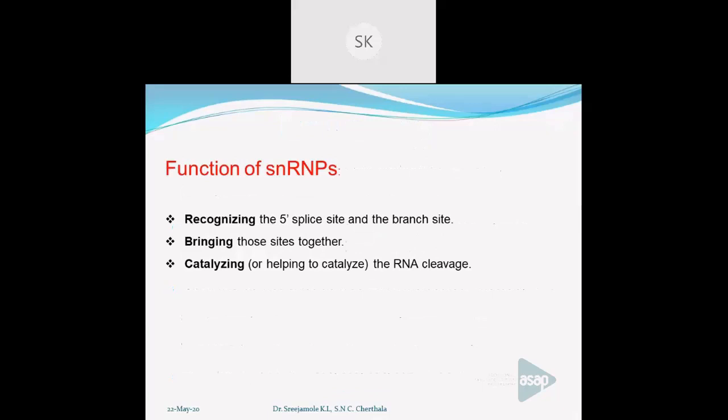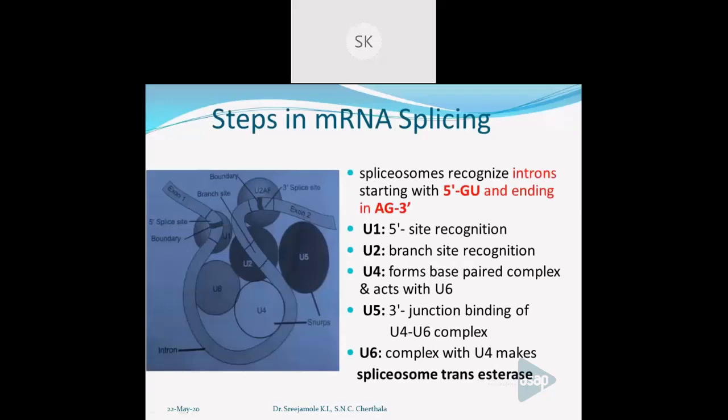The functions of snRNAs are that they recognize the 5' splice site and the branch site, and bring those sites together so that the intron can be spliced out. 5' and 3' splice sites are there, and between them you can see a branch site. All these sites are brought together by means of these snRNPs, which catalyze the process of RNA splicing. So these are the 3 main functions done by the snRNPs. This is how RNA splicing happens.